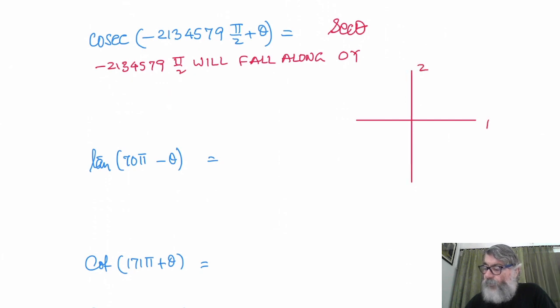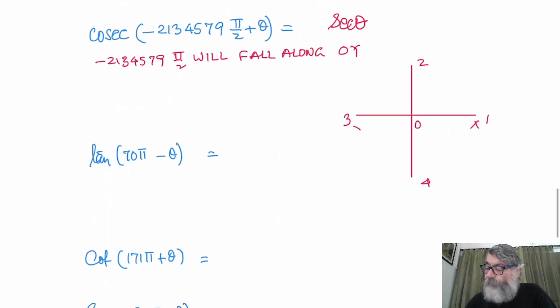1, 2, 3, 4. O, X, X dash, Y, Y dash. Now along OX dash, even multiples of pi are there. And on OX dash, odd multiples of pi are there. Like here, what do you get? You get 0, you get 2 pi, you get 4 pi. Here, what do you get? You get pi, you get 3 pi, you get 5 pi, and so on.